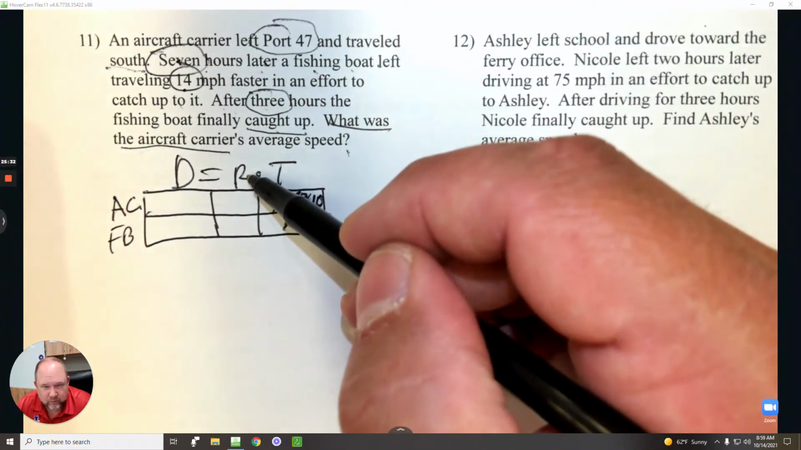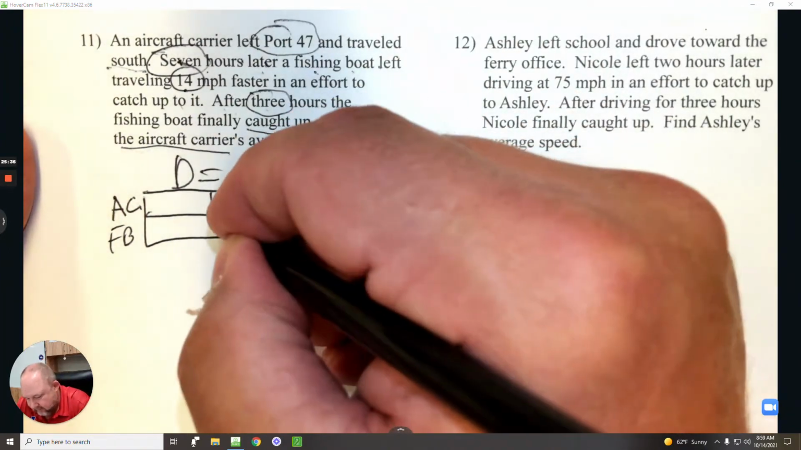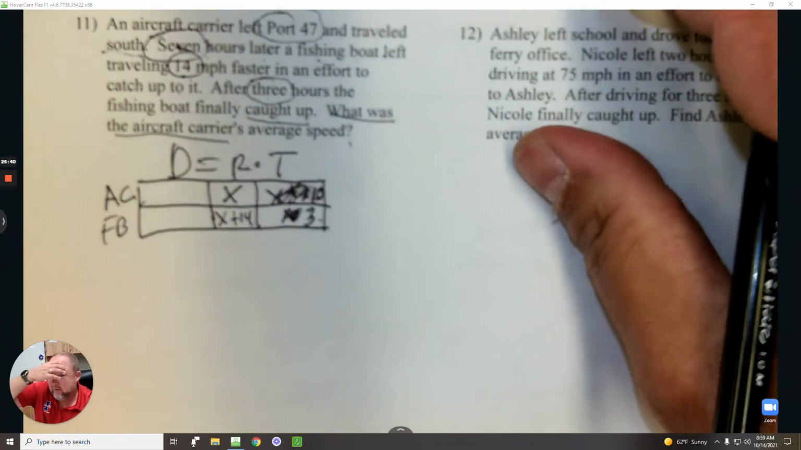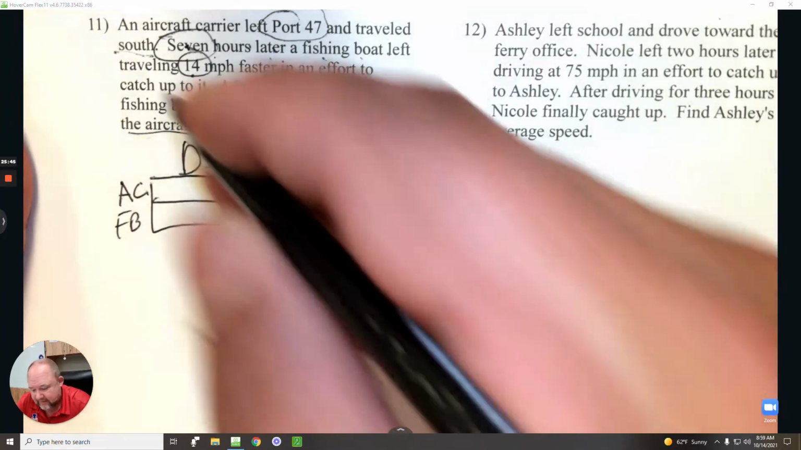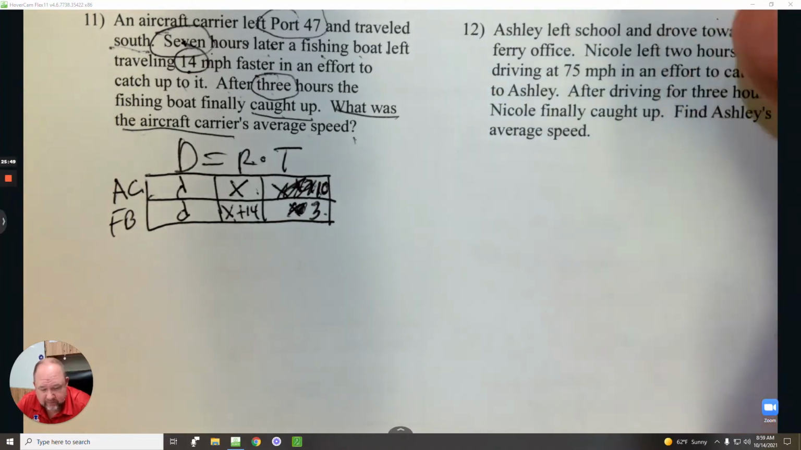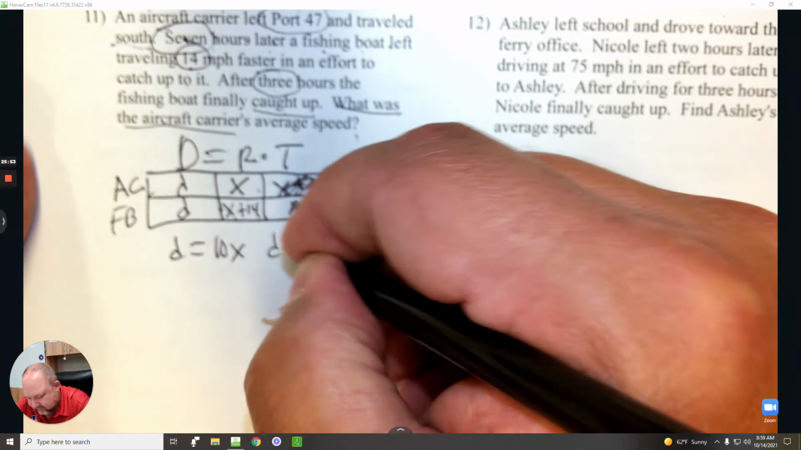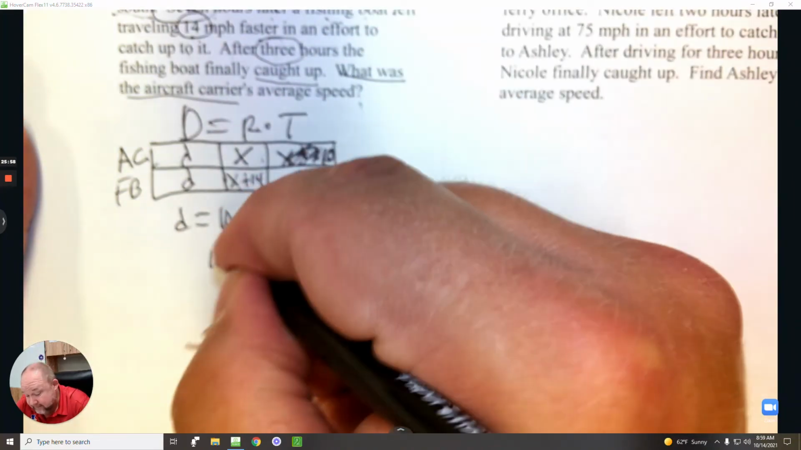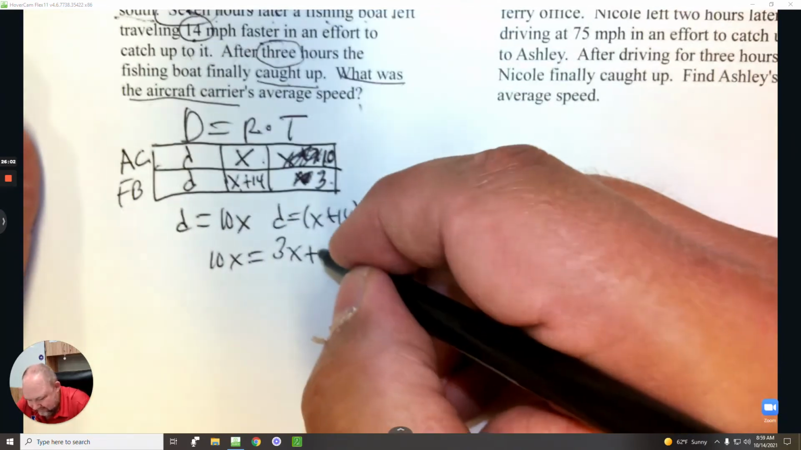Now I can understand the rate. What was the aircraft's average speed? And we know the fishing boat is going 14 miles per hour faster than the aircraft carrier. So I don't know this, but I know it's 14 more for this. And I know the distances are the same. Once they catch up to each other, they've gone the same distance. So we have distance is equal to 10 times x. Distance is equal to x plus 14 times 3. Make them equal to each other. That's 3x plus 42.